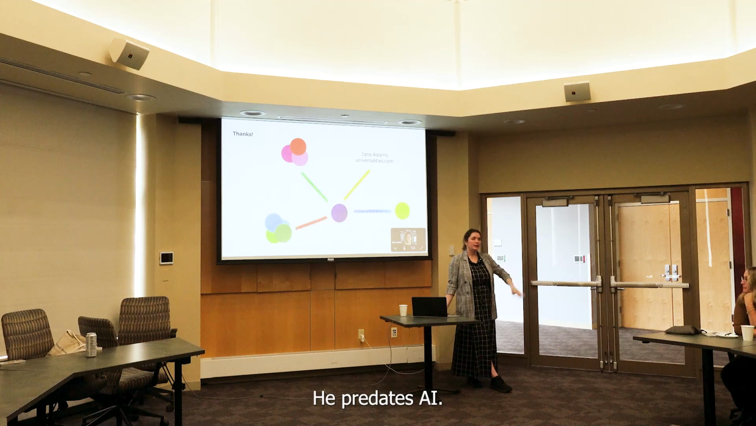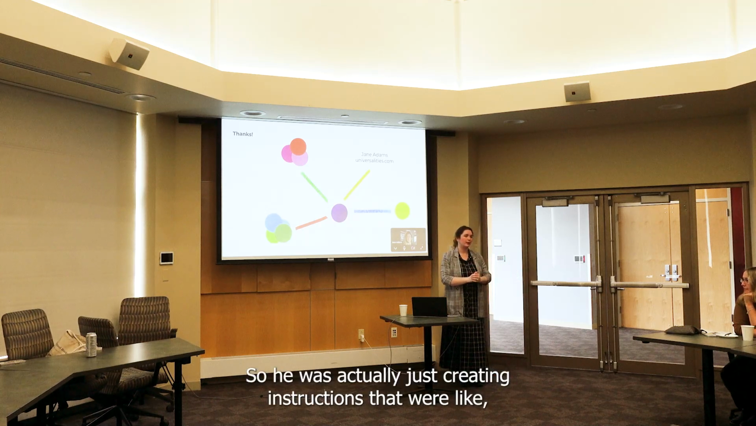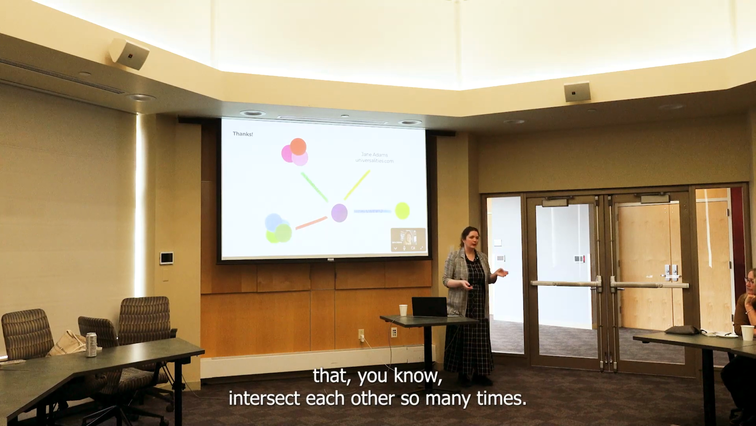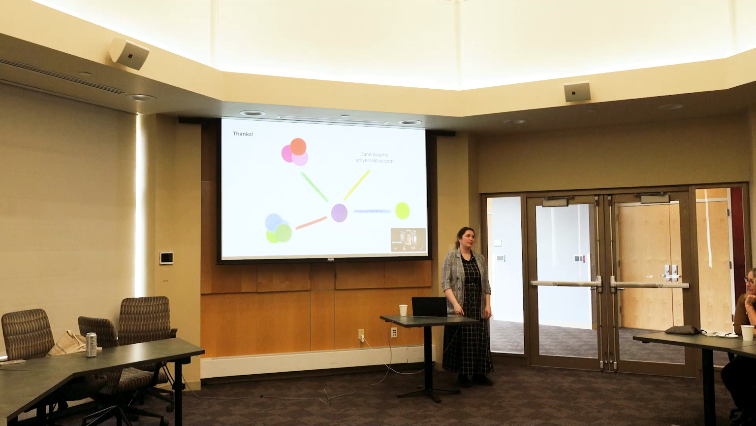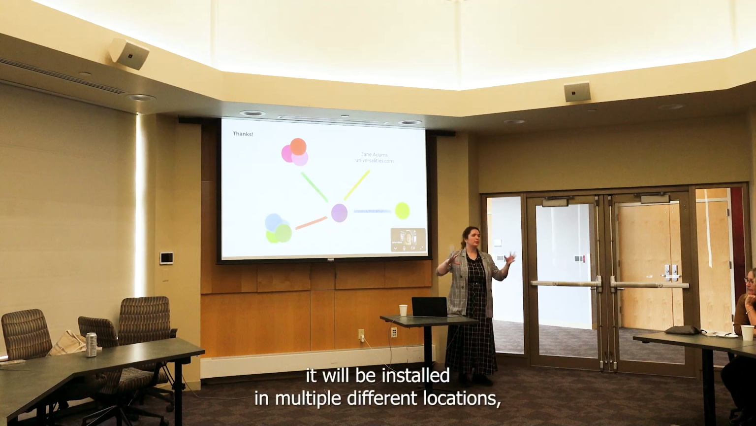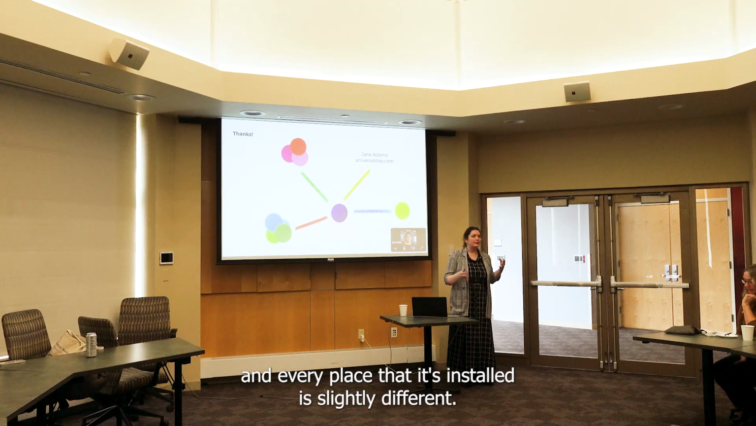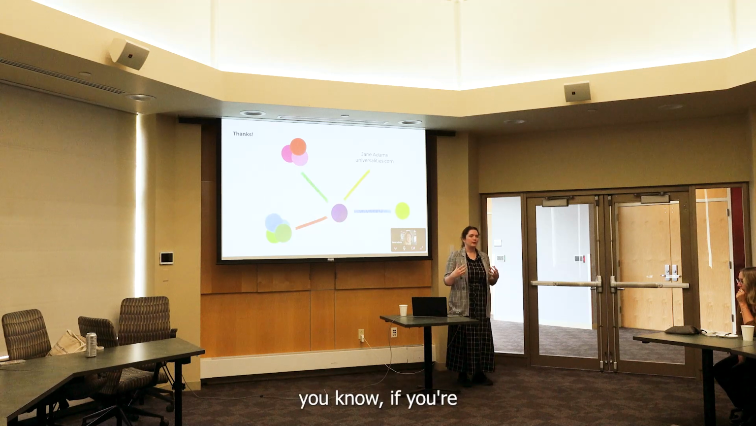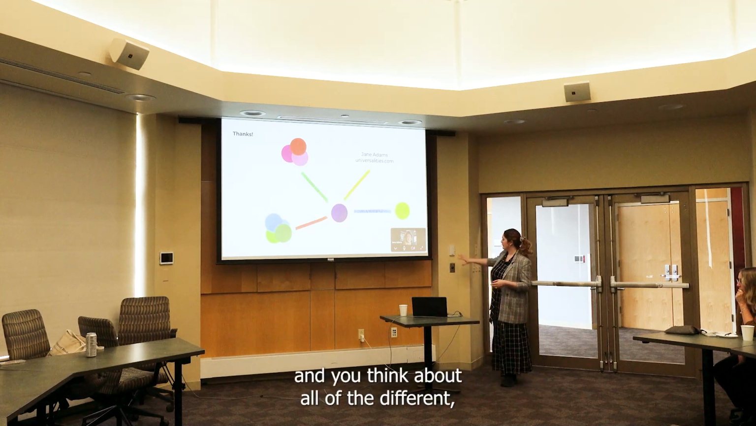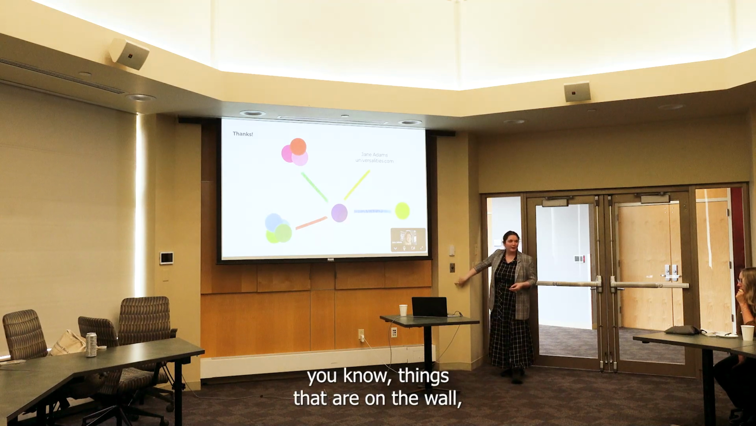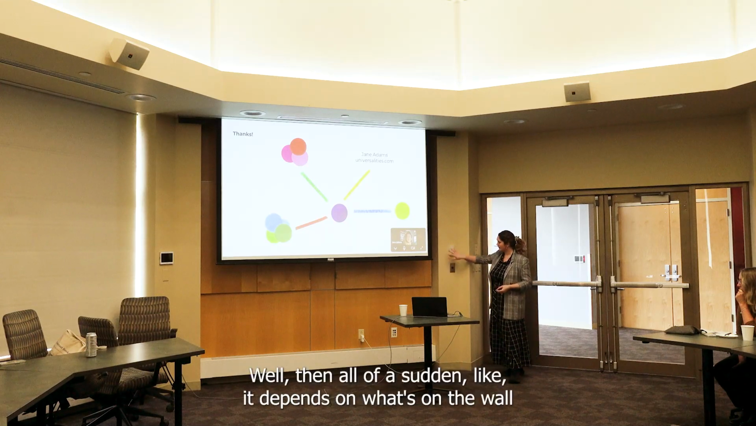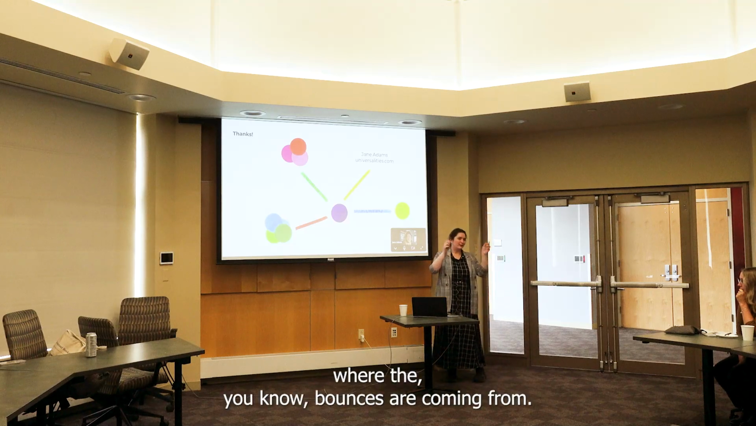He predates AI. He was just creating instructions that were, draw 5 parallel lines, or draw 100 lines that intersect each other so many times. What was cool about that work is that it will be installed in multiple different locations, and every place that it's installed is slightly different. A lot of his instructions are intentionally vague. If you're drawing on a wall and his instructions say every time you meet an edge you should bounce off of it, then all of a sudden it depends on what's on the wall, where the bounces are coming from.